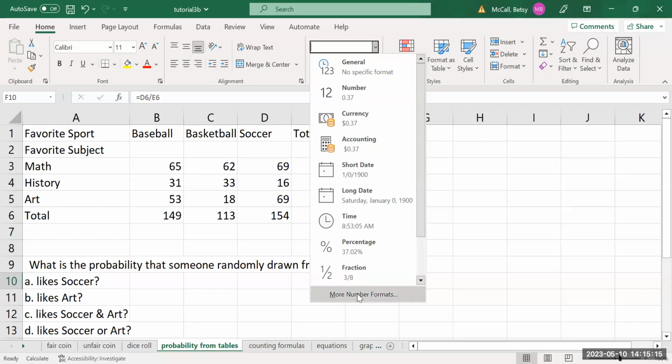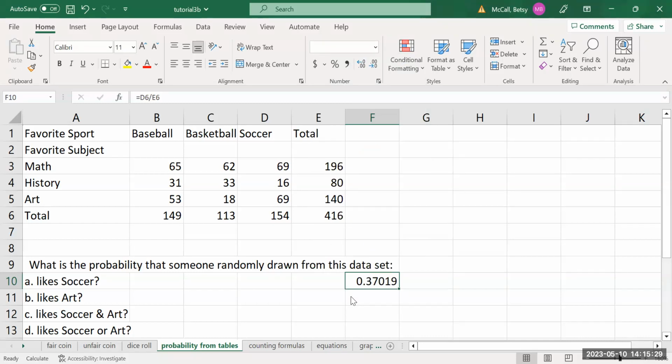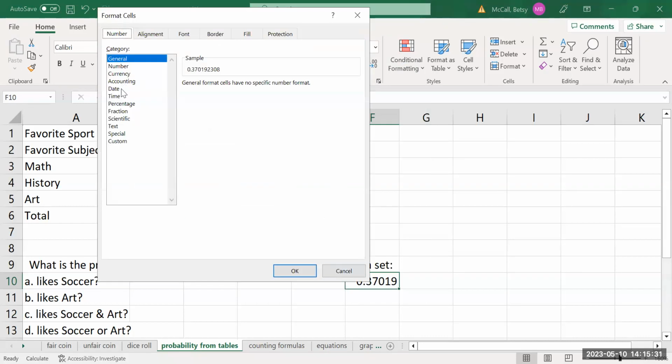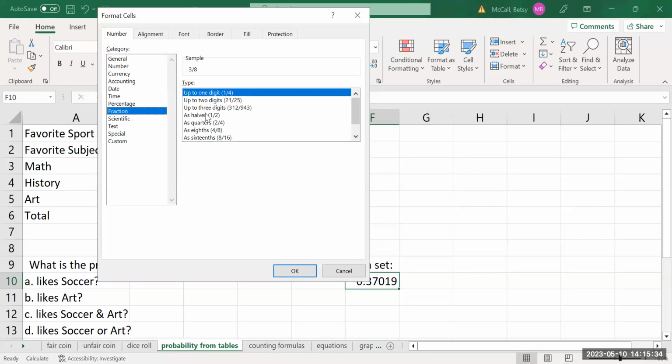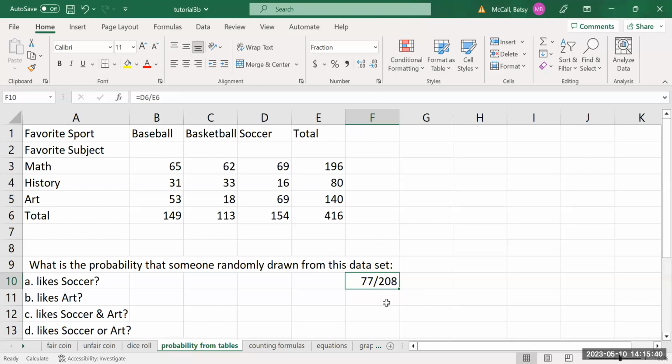Now, one danger of doing this is that the default settings for the fraction number are not good, because they basically assume that you're going to go to one digit in the denominator. But if you go to fraction and you select up to 3 digits, you can actually get this to display as a reduced fraction version of the numbers we have in our table.